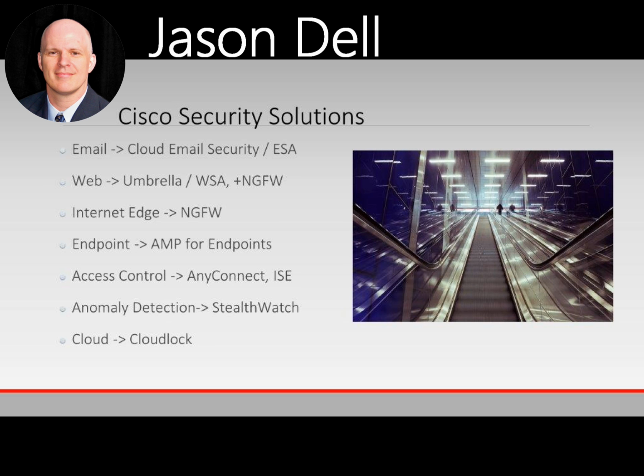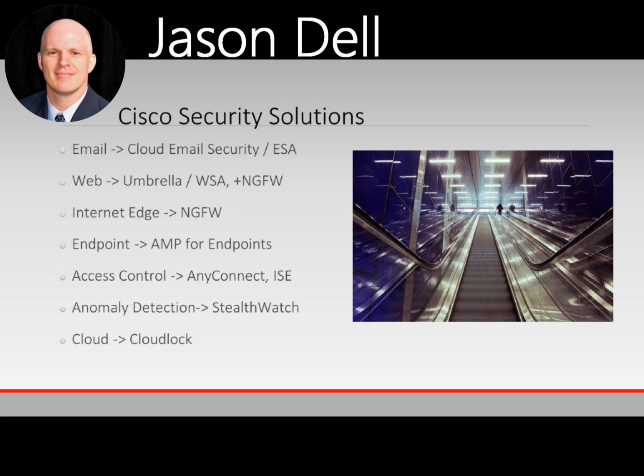And Cisco's anomaly detection solution is called Stealthwatch. It again watches for anomalous traffic, and we'll talk about that in the next slide. And finally, cloud security is done with cloud access security broker technology, and the product is called CloudLock, and it does some of the things that we talked about previously.